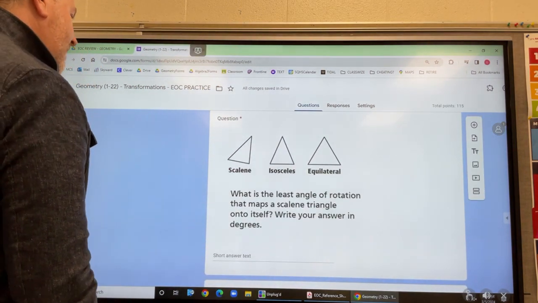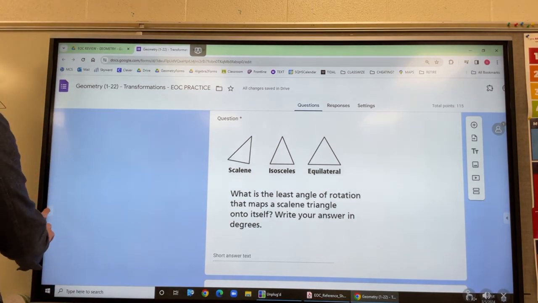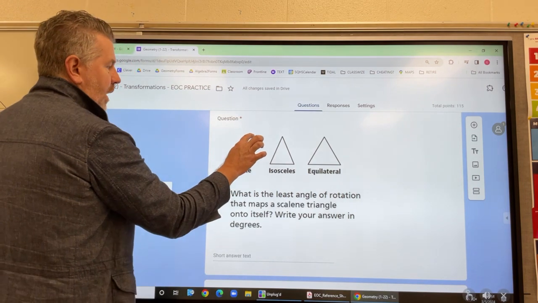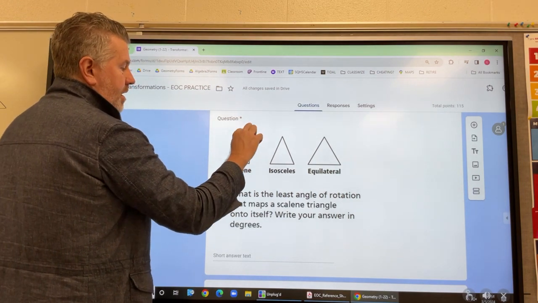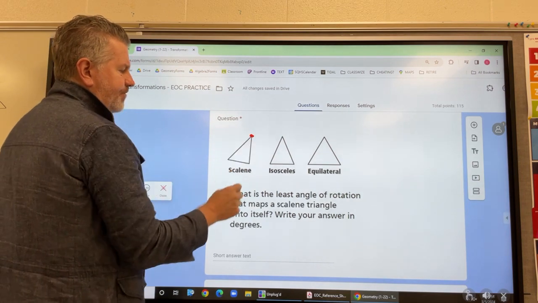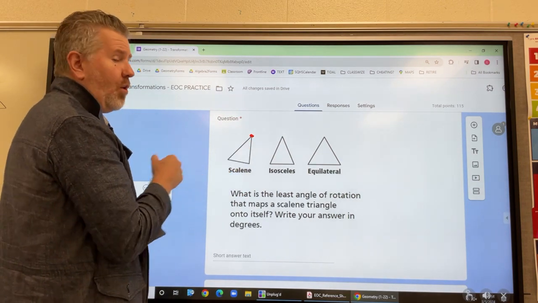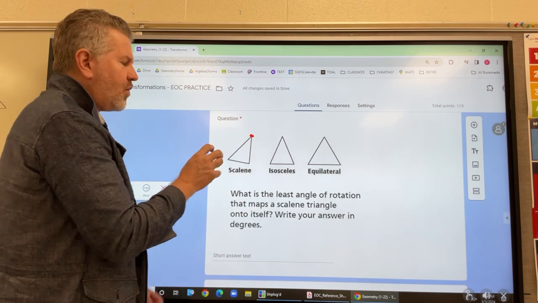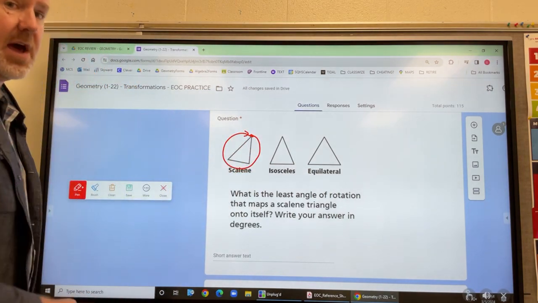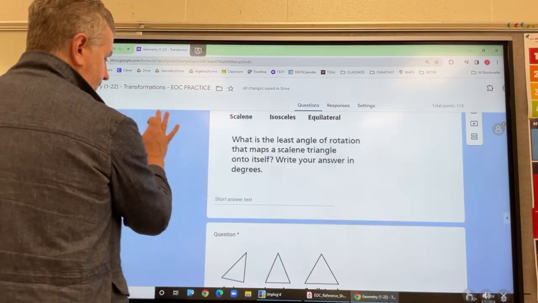Which is the least angle of rotation that would map a scalene triangle onto itself? So, we need this point to spin around, and at what point would it match where it is right now, and it would fold onto itself? It would sort of recreate itself. With a scalene triangle, you'd have to go all the way around. So 360 degrees, all right?